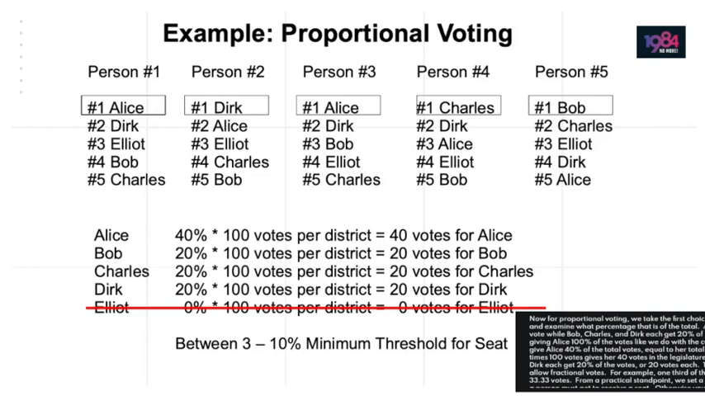From a practical standpoint, we set a minimum threshold a person must get to receive a seat. Otherwise you could have a lot of legislators with only 1% of the votes. A threshold of between 3% and 10% depending on the legislative body would be reasonable. Since Elliot gets no votes, he is obviously below the threshold and gets no seats.